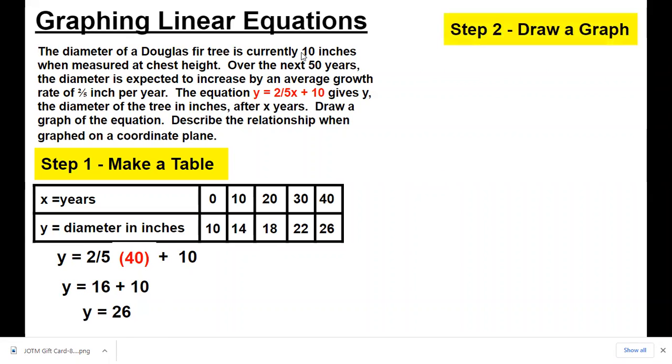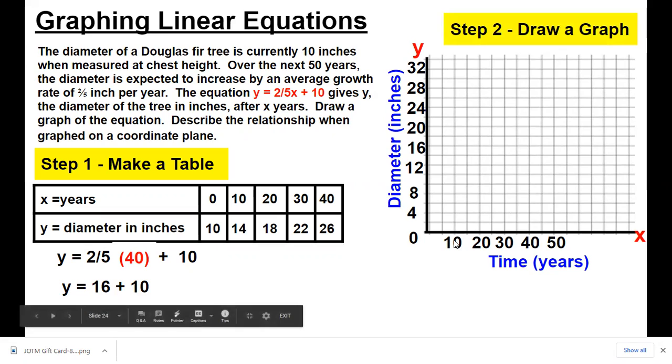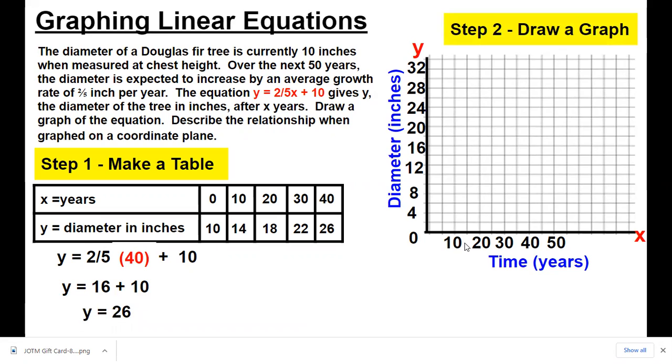Now step 2, draw a graph. Again, I'm making my intervals what I need them to be to fit my scenario. So time, every other line is going to be 10: 10, 15, 20, 25, 30. So every line is 5. Up here, every line is 2. So I'm graphing my points. 0, 10; 10, 14; 20, 18; 30, 22; and 40, 26. And then I'm going to connect the dots because that makes sense in this problem.